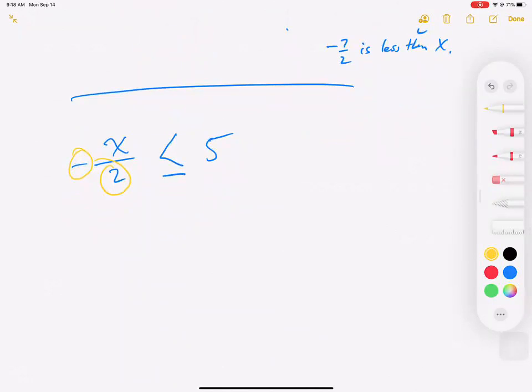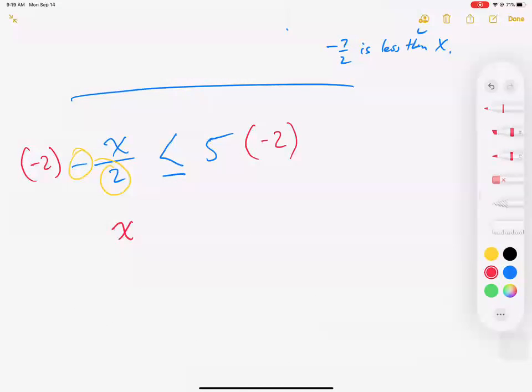The opposite of division is multiplication. So we're going to multiply both sides by negative 2. Why negative 2? Because not only do I want to get rid of the 2, I also want to get rid of the negative. And negative times negative is a positive.